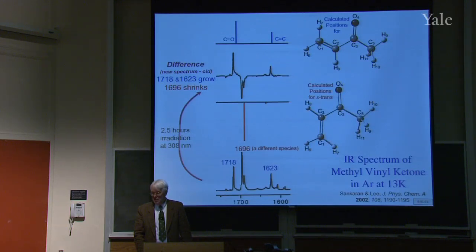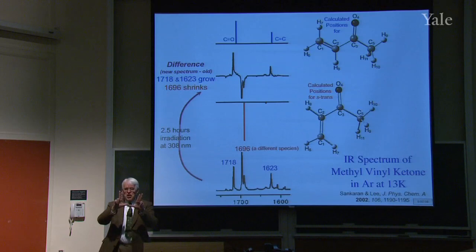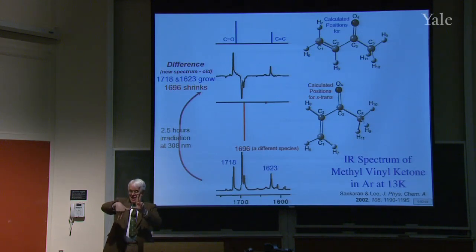What's the difference? It's the conformation around that central bond. They're both planar, but one is eclipsed and the other is anti. Okay?